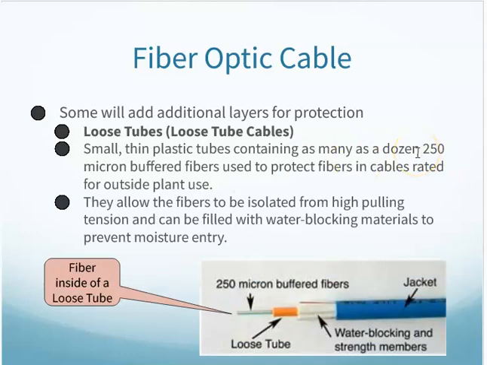Loose tube cables, these tend to get used for outside plant use, if you will. You have the jacket, you have strength members, the loose tube, and then the fibers are laying in there loose, almost like straws inside of a tube, just kind of laying in there. And that tends to isolate those from the high pulling tension of pulling the cable down through a conduit or so forth. So it protects the fibers in that way, as the fiber's not attached to what's around it.